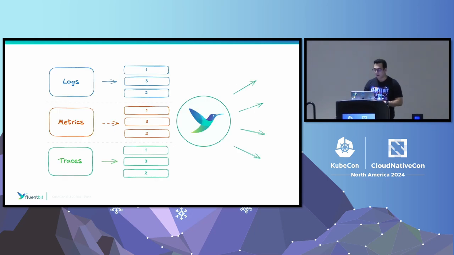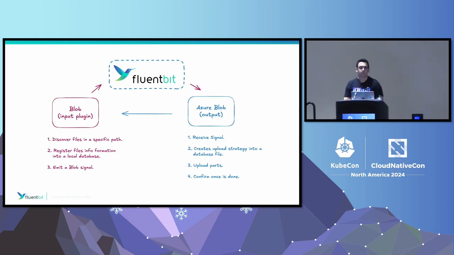And what was the way that it was implemented? For logs, metrics, and traces, we do streaming, that's fine. But blob is different. We implemented a new input plugin called Blob that reads files from the file system. It discovers the files, registers them internally, and emits a signal into Fluent Bit. Then the output plugin receives the signal and creates logical parts of that big file. It says, I'm going to send from byte 0 to byte 100, byte 100 to byte 200, and so on, and starts uploading the parts to Azure Blob. Once all the parts are uploaded, it assembles them in the right order. Then Azure Blob tells the input plugin, I'm done, and the Blob plugin can optionally say, okay, I can delete this file.